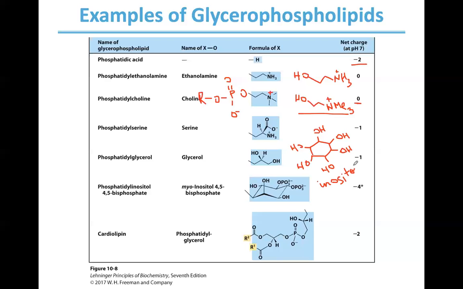There are a lot of different kinds of inositols because obviously you can imagine there's a lot of stereochemistry. Some hydroxyls can be up, some hydroxyls can be down. So there is myo-inositol, there is chiro-inositol, depending on the type of stereochemistry associated with these hydroxyl groups. So this one is myo-inositol. Myo-inositol 4,5-bisphosphate.